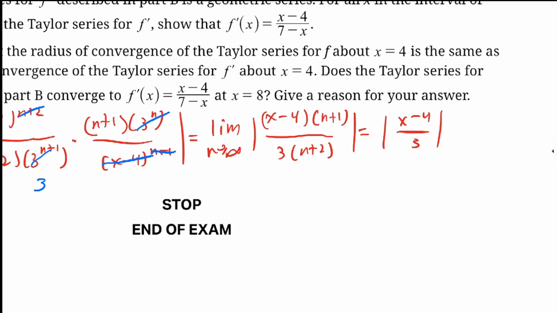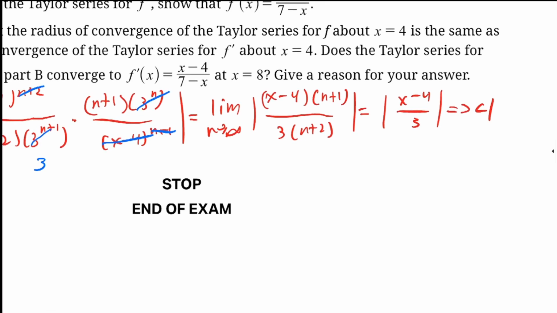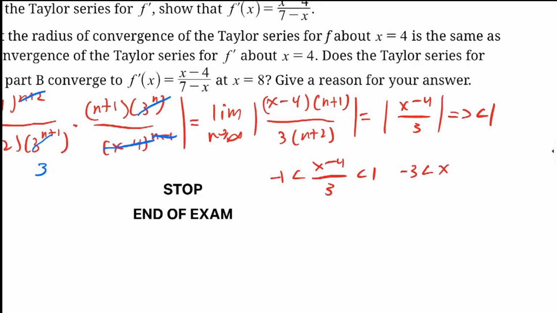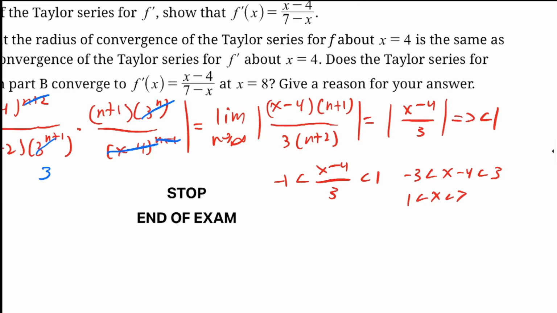That's it, okay? Now, we set this less than 1. So that means that x minus 4 over 3 is less than 1 and greater than negative 1. So this also means that if you multiply both sides by 3, you get negative 3 is less than x minus 4, which is less than 3. And then you add 4 to both sides. So 1 is less than x, less than 7. There's your interval right there. But hold on a second, we're not quite done yet.